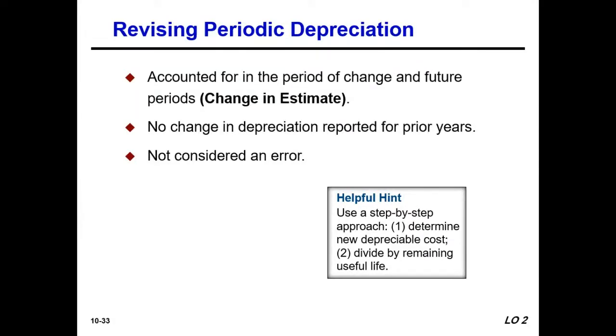So revising periodic depreciation. Remember, this is what we said, and as I said before, sometimes in theory questions you might see these type of questions. But as we know that depreciation is an estimate, right? Useful life is an estimate. Calculation of depreciation is an estimate. So the estimate might be less or it could be more, right?